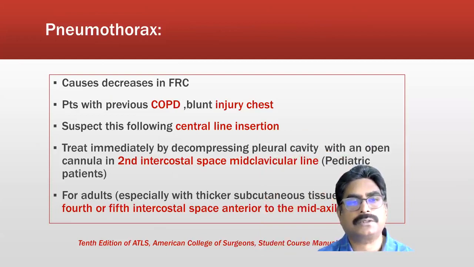Coming to the pneumothorax. Intraoperative pneumothorax causes a decrease in FRC. It is common in COPD and patients with blunt injury chest, and central line insertion can cause pneumothorax in the intraoperative period. According to the 10th edition of the ATLS, American College of Surgeons textbook, if the pneumothorax is in a pediatric patient, you have to put the needle in the second intercostal space, mid-clavicular line. In adults, it is the fourth to fifth intercostal space, anterior to the mid-axillary line.